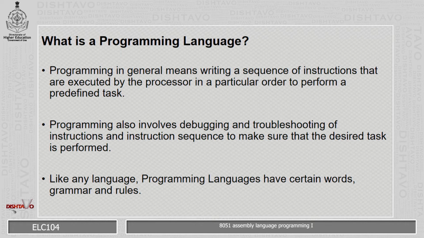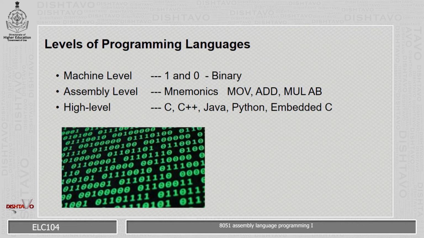Programming in general means writing a sequence of instructions that are executed by the processor in a particular order to perform a predefined task. Programming also involves debugging and troubleshooting of instructions and instruction sequence to make sure that the desired task is performed. Like any language, programming languages have certain words and grammar. The different levels of programming languages.